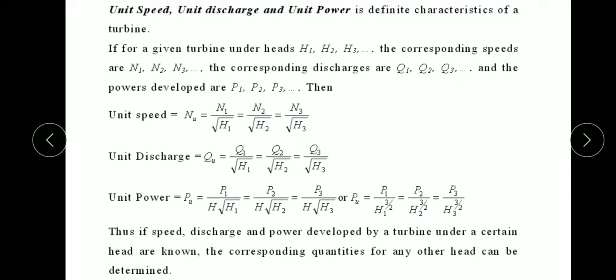Then you have to use the relation N1 by square root of H1 is equal to N2 by square root of H2. Similarly, you have to use other equations for finding out the power or head or discharge or speed depending upon the problem. Please remember the formula.